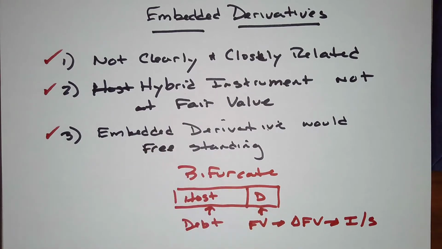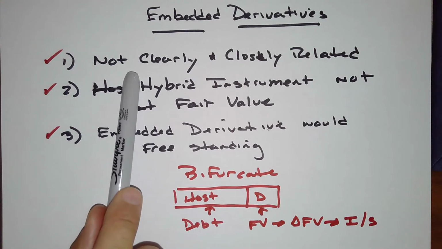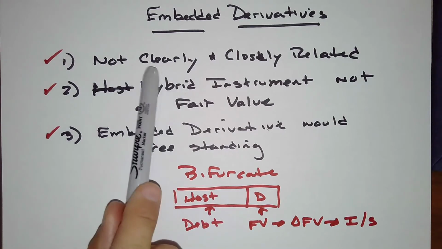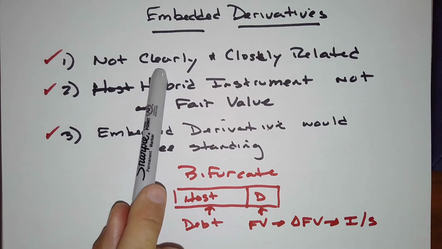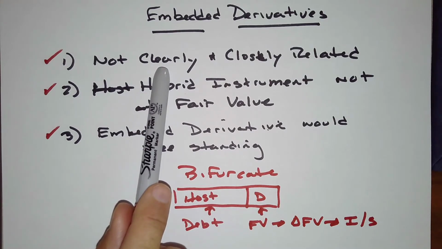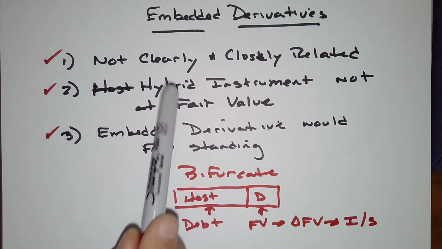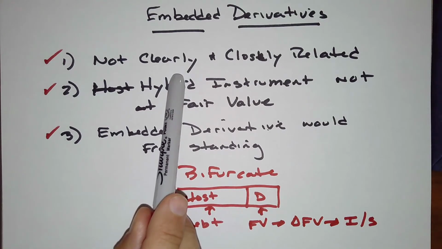So what wouldn't be clearly and closely related? Well, if my interest rate changes based on the changes in the S&P 500, that is not clearly and closely related. So therefore, any cap or floor on that embedded derivative is also not clearly and closely related. If inflation is also based on the S&P 500, that is not an indicator of inflation. That is something completely different. That is not going to be clearly and closely related.